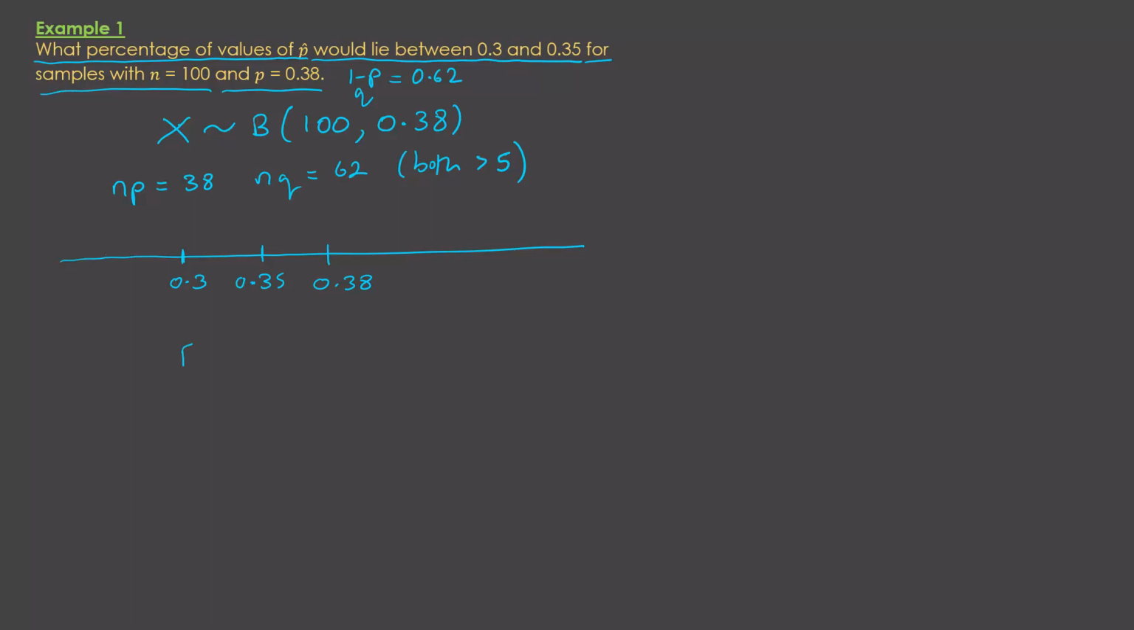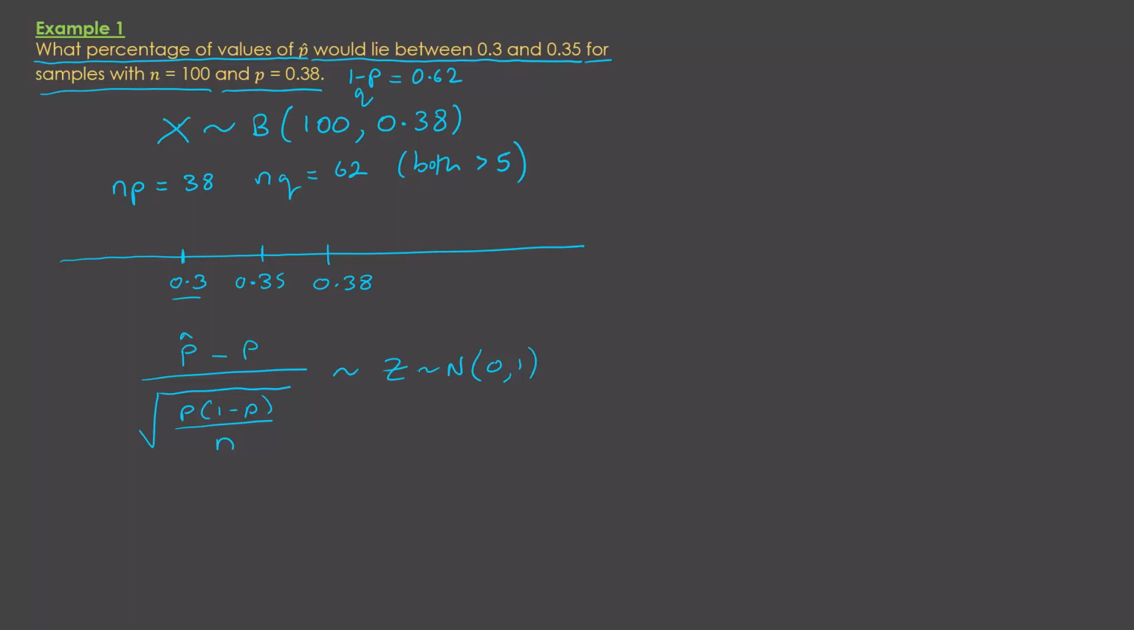And we know that if we do p hat minus p over the standard deviation, the square root of p(1 minus p) over n, that approaches the standard normal, z, which we know is a normal 0, 1. So let's calculate this quantity for this particular situation.